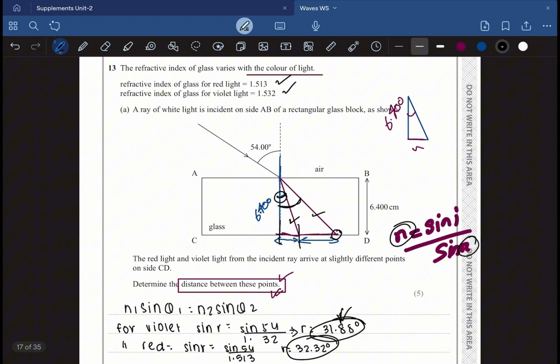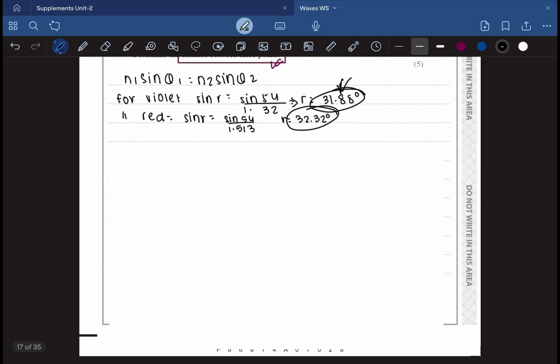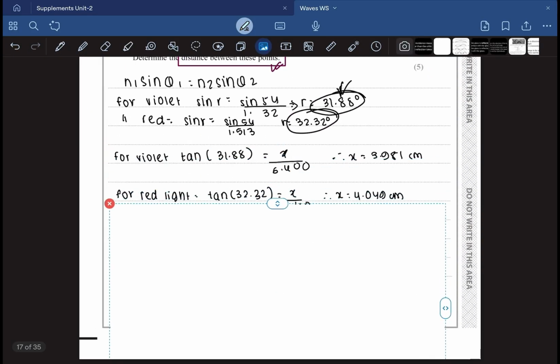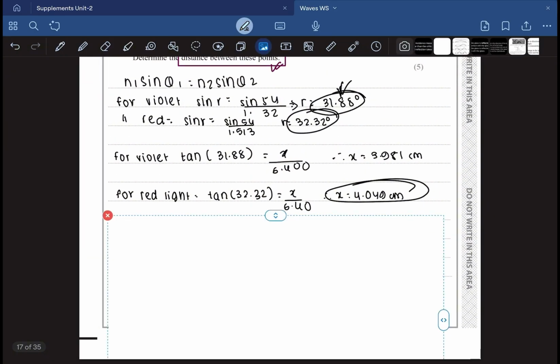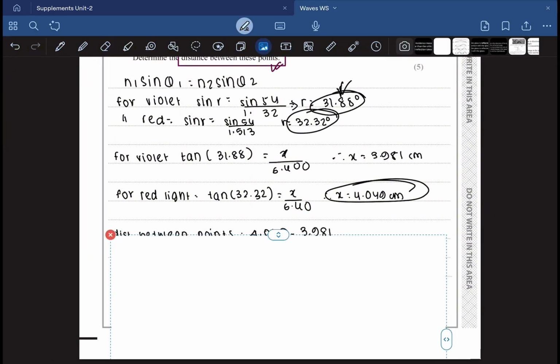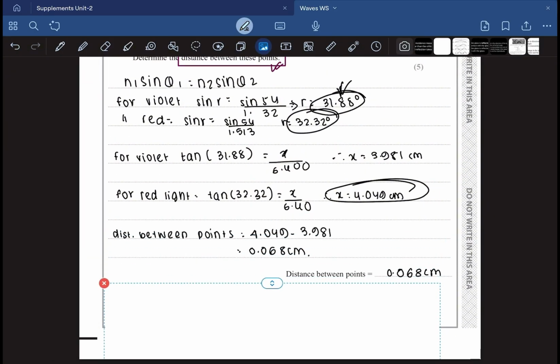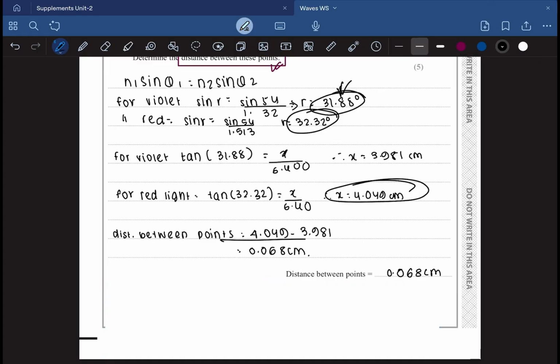Now let's use the violet one, which is 31.88. If this angle is 31.88 and this is 6.400, we can use the Pythagoras theorem, or we can use tan, opposite by adjacent. So using tan 31.88, the x value is 3.981. For the red light, the x value is 4.049. And we can just subtract both of them to get the distance between these 2 points.